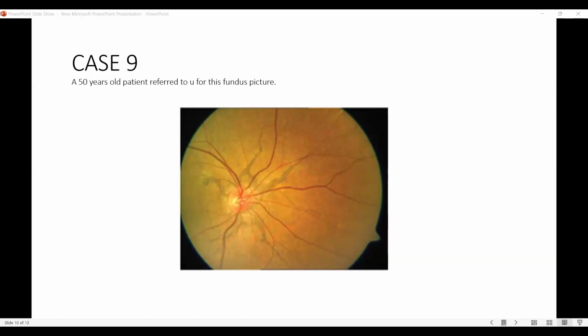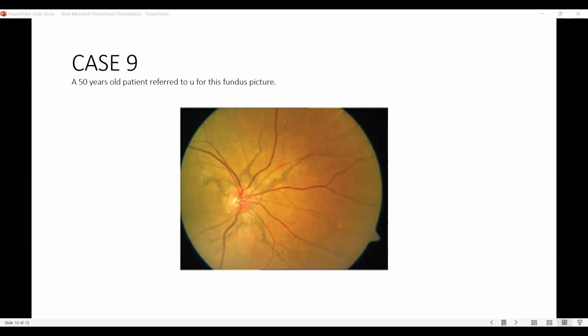Then what would be the differential diagnosis in this case? Or what history would you like to take from him? Any history of trauma. Yes, that is important. Any other important history? Any myopia, like refractive error? Yes. Any significant myopia or any systemic disease? Yes, right.